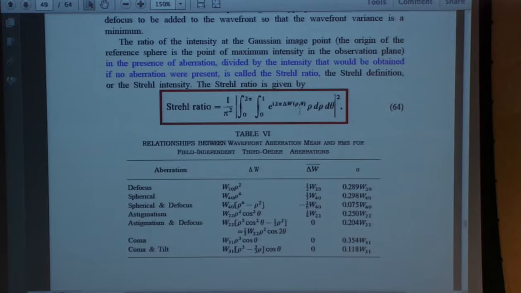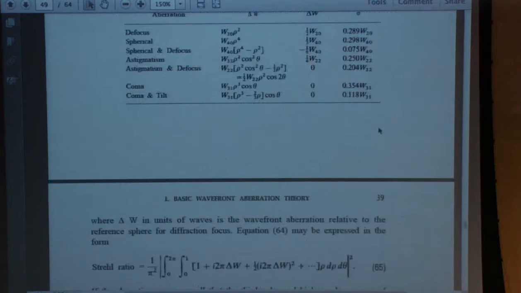And so to calculate what the irradiance is, you just sum up the e to the i 2 pi times the aberration over the pupil. And we put in a 1 over pi squared out in front that's going to normalize this. So if I have no aberration and a uniform circular aperture, then this Strehl ratio will turn out to be 1. And if I have some aberration here, then this is going to reduce the Strehl ratio. It's going to reduce the irradiance of the image point.